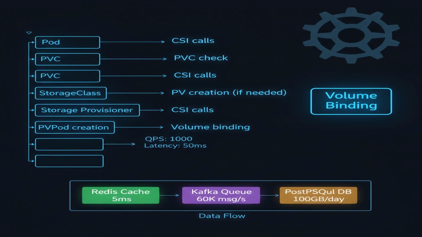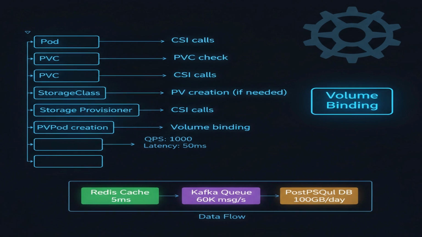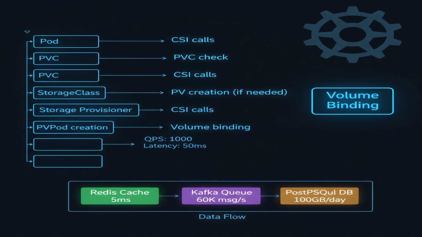The storage provisioner uses the Container Storage Interface, CSI, to interact with different storage providers. CSI uses gRPC for communication between Kubernetes and the storage provider. The CSI driver implements the create volume, delete volume, and controller publish volume calls.